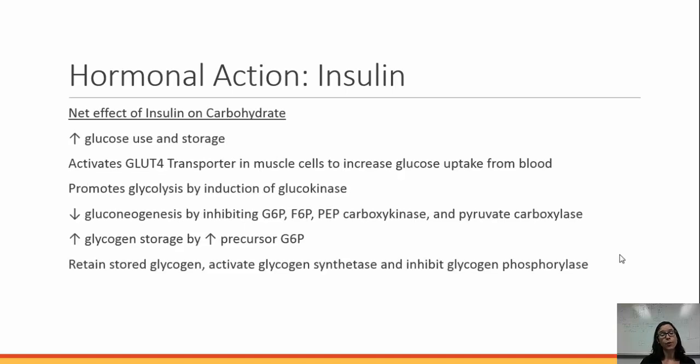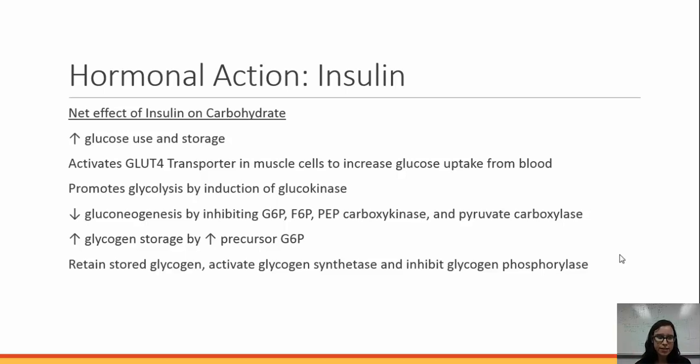For fat, when we have insulin, again, it's saying we have enough glucose. What can we do for this? We need to use it or we need to store it. So it activates GLUT4 to increase glucose uptake in the muscles. It promotes glycolysis by induction of glucokinase. So it's saying, okay, we've got enough glucose, let's break it down and use it.